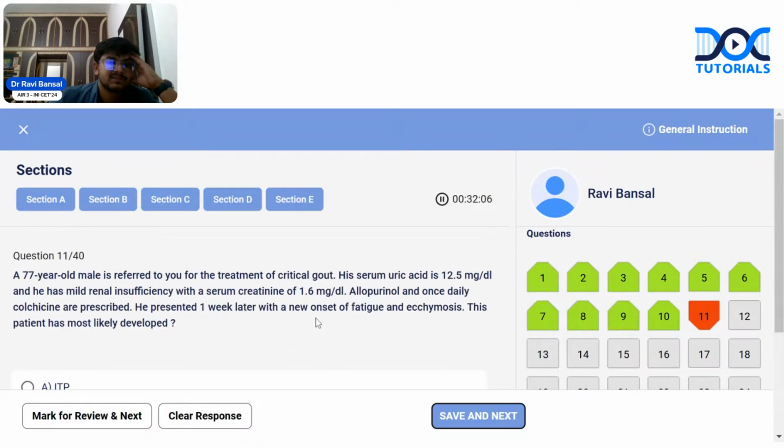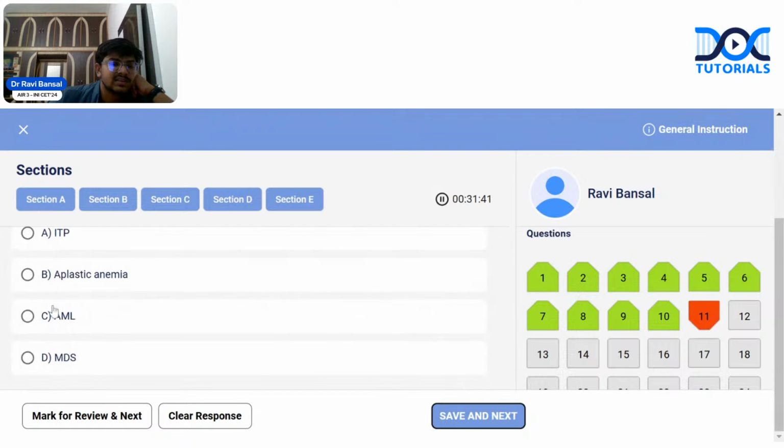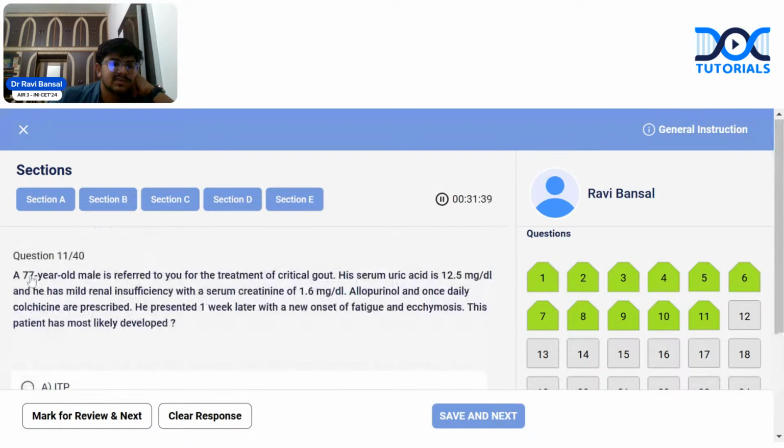So the patient has gout. He has been prescribed colchicine and allopurinol. Colchicine side effects, we know, apart from nausea and vomiting, bone marrow failure is one side effect of colchicine. They have given that he has fatigue, so anemia, ecchymosis, low platelets. Bone marrow failure has occurred in the patient, and they've also given a history of colchicine. So I think the patient has developed aplastic anemia due to colchicine.